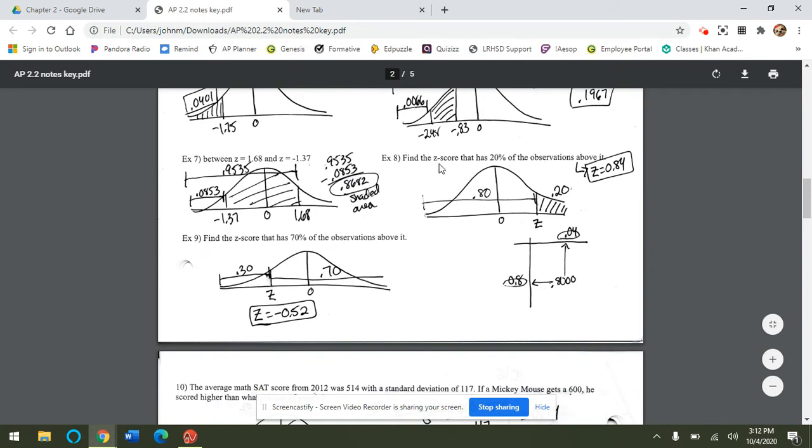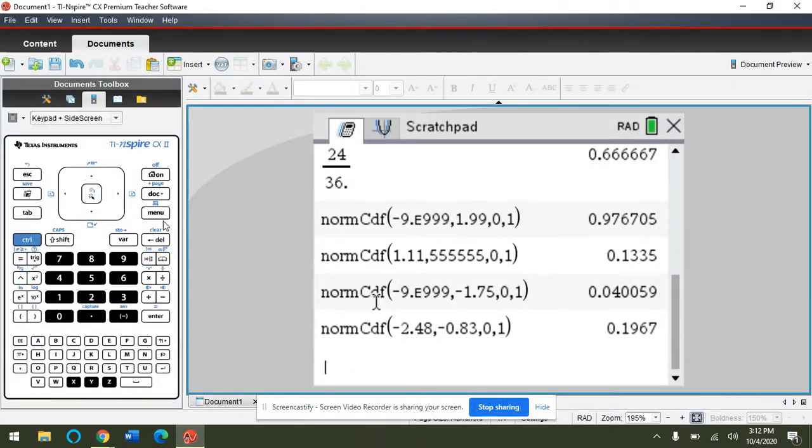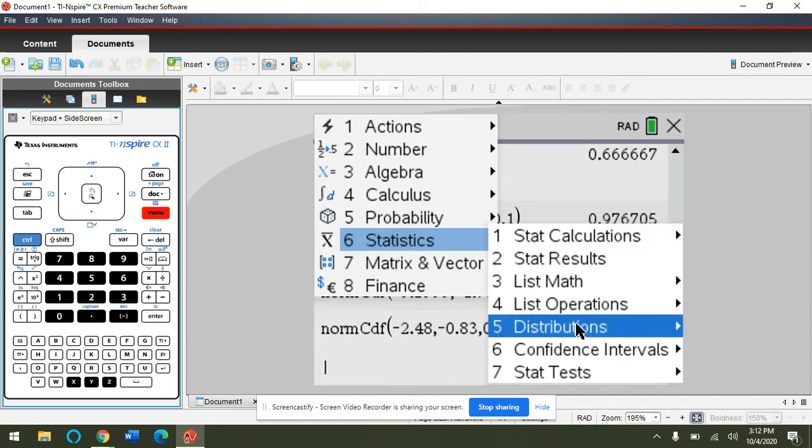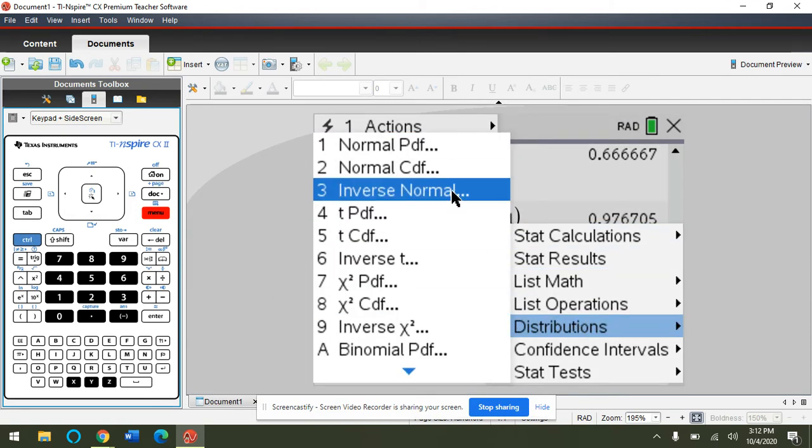find the z-score. So if we're finding the z-score that has 20% of the observations above it, this is where you still need to figure out the left. So just like with the paper chart, you need to always look up the area from negative infinity up to the line. Okay, same idea with the calculator, but this time we're going to do a little change. We're going to go menu, stats, distributions, but this time we're going to pick inverse normal. We're going the opposite way.